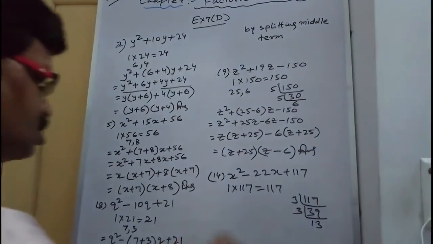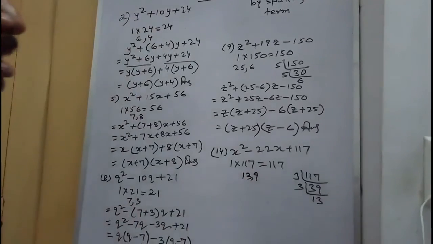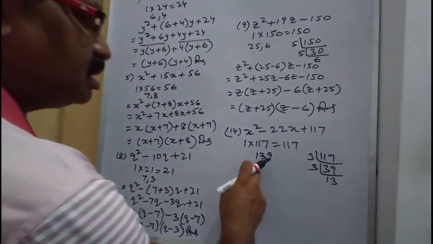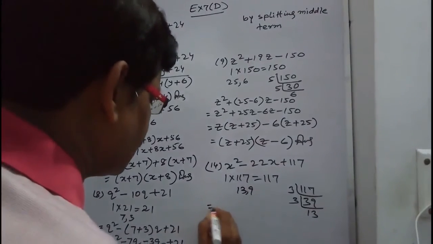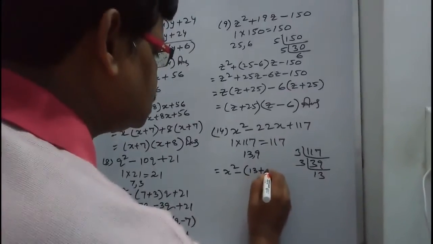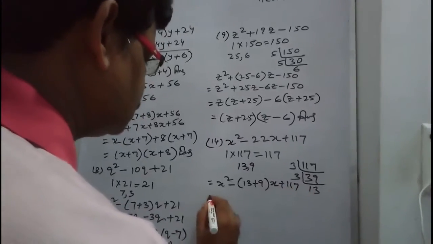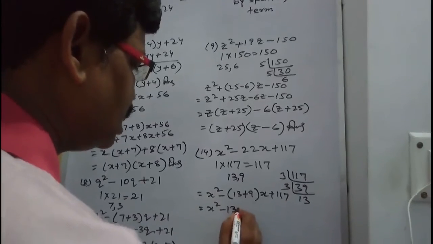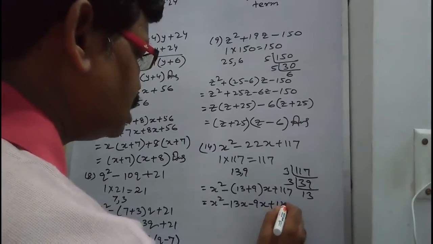So 13 and 9. Add 13 with 9, that is equal to 22. Multiply 13 with 9, that is equal to 117. So x square minus (13 plus 9) x plus 117. x square minus, open the bracket, 13x minus 9x plus 117.